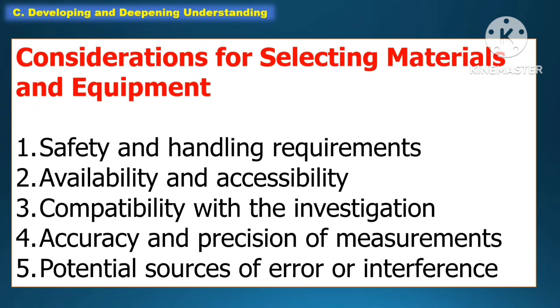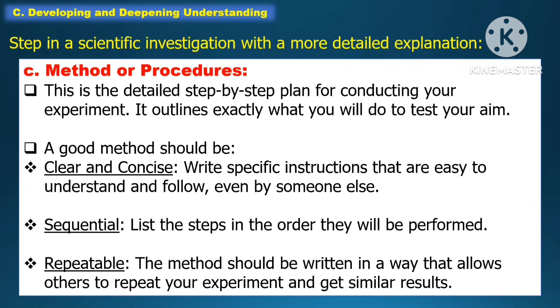Are the considerations for selecting materials and equipment. The first one is the safety and handling requirements. The second one is the availability and the accessibility. The third one is the compatibility with the investigation. The fourth one is the accuracy and precision of measurements. And the last one is the potential sources of errors or interference.